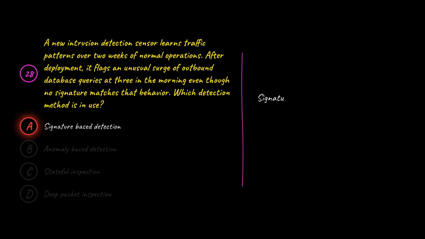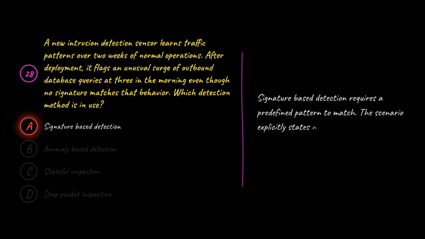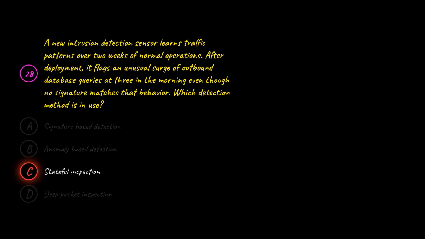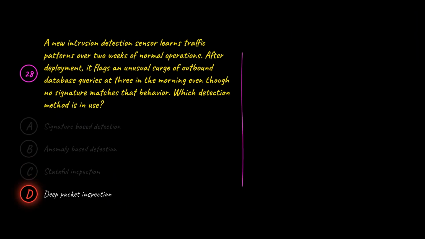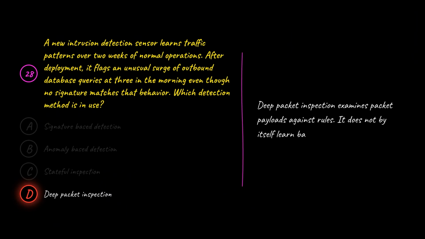A is wrong because signature-based detection requires a predefined pattern to match. The scenario explicitly states no signature was matched. C is wrong because stateful inspection tracks session state for firewall decisions and does not by itself flag unusual behavioral patterns. D is wrong because deep packet inspection examines packet payloads against rules. It does not by itself learn baseline traffic patterns.